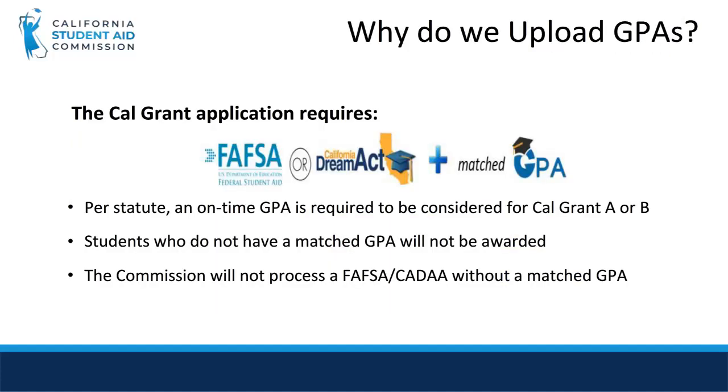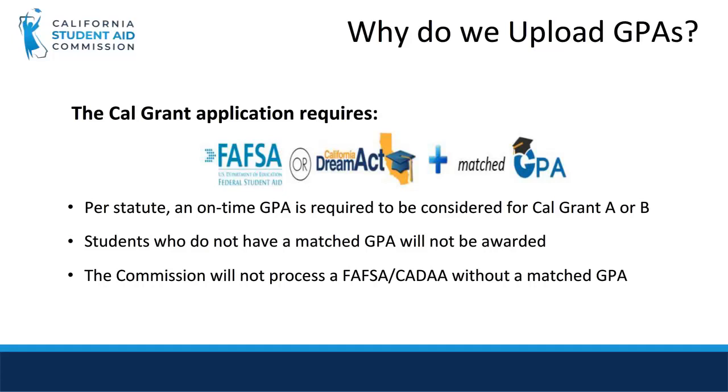So the question is, why do we upload GPAs? The Cal Grant application process requires a matched GPA. WebGrants will not even process an application for a Cal Grant A or B consideration without a matched GPA, which means the GPA is linked to the corresponding FAFSA or DREAM Act application. This is because a matched GPA is the trigger that tells WebGrants to process an application. This is why it is essential that GPAs are not only uploaded, but that the district or campus staff are also manually resolving any unmatched GPAs.